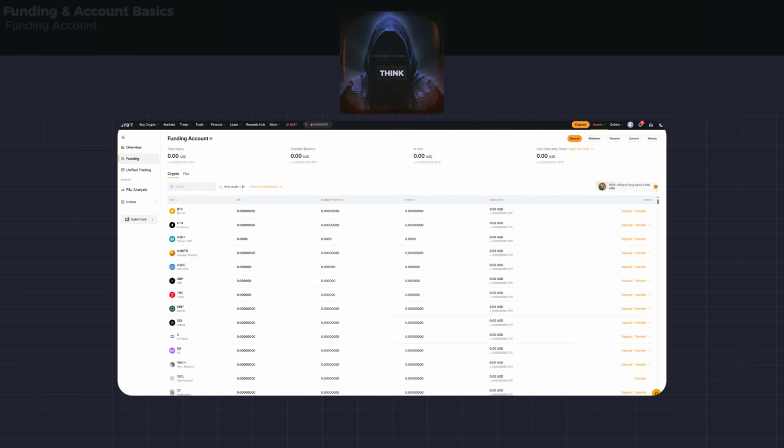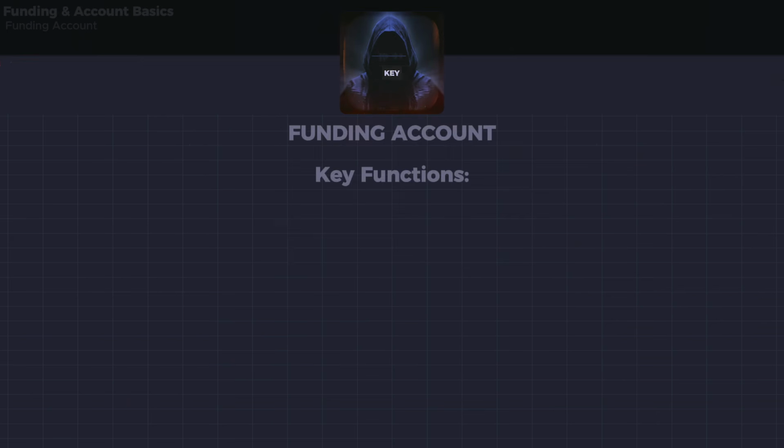The easiest way to think about it, it's your main wallet inside the exchange or a vault where your funds are stored. Key functions. Entry and exit point. All deposits go here, P2P purchases are credited here, withdrawals are made from here. If you want to withdraw funds, they must be in this account. Safety buffer. Funds in the funding account are not used for trading. If you trade with leverage and your position gets liquidated, only your trading account is affected. Funds in funding remain untouched.